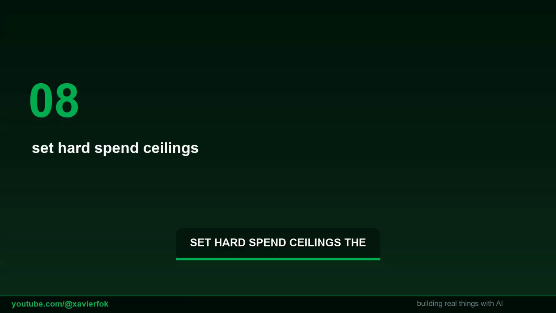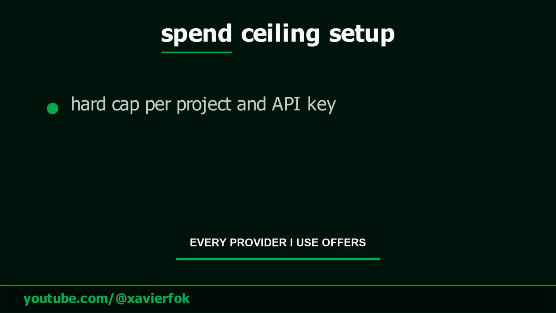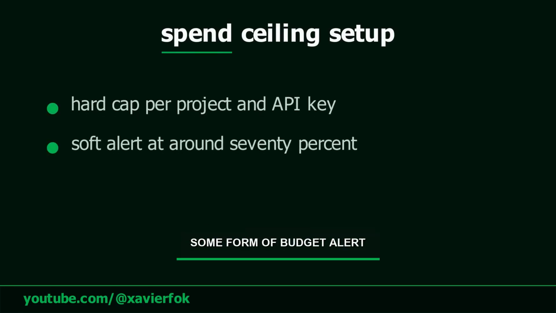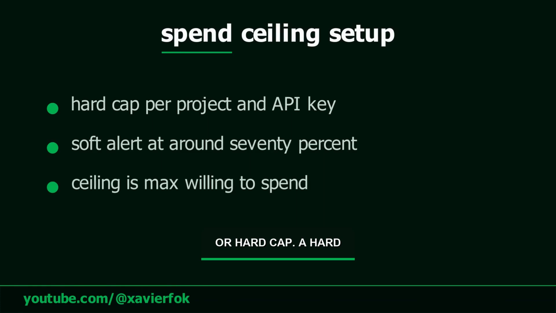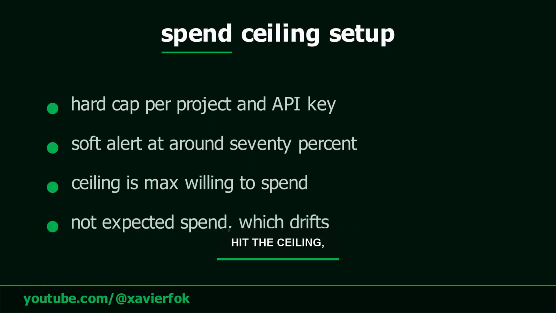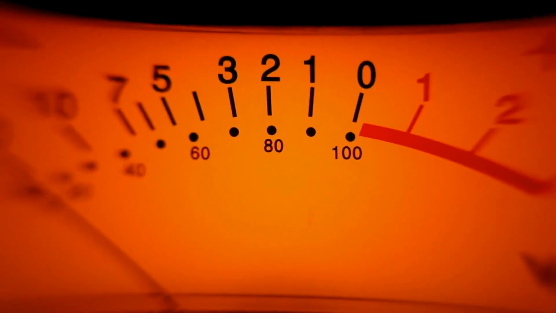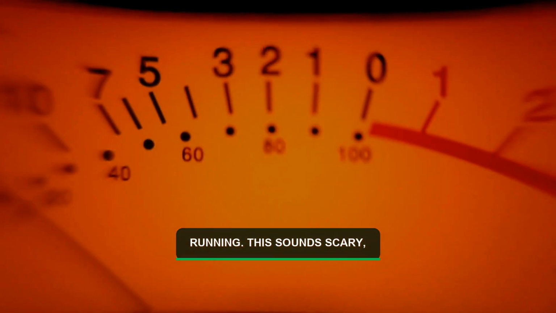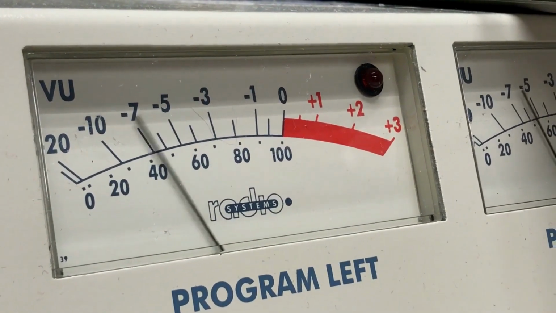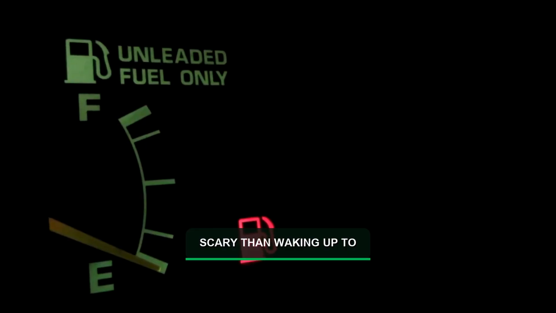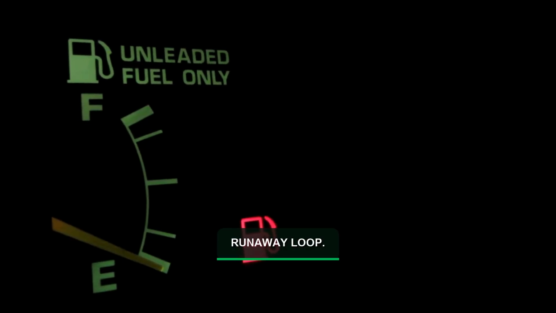Set hard spend ceilings. The sixth tactic is one I wish I had set up on day one. Hard spend limits. Every provider I use offers some form of budget alert or hard cap. A hard cap means that when you hit the ceiling, calls start failing, rather than letting charges keep running. This sounds scary, but it is far less scary than waking up to a surprise bill after a runaway loop.